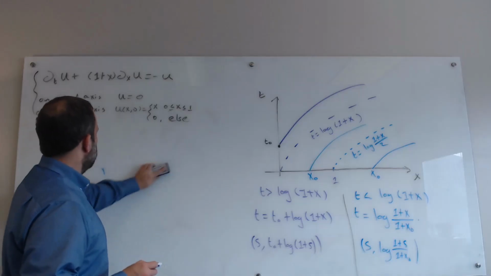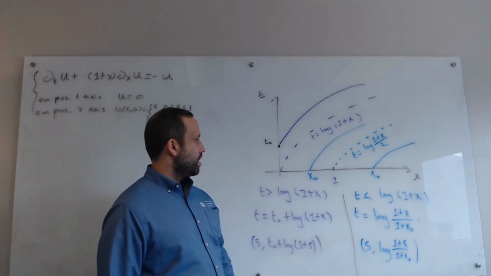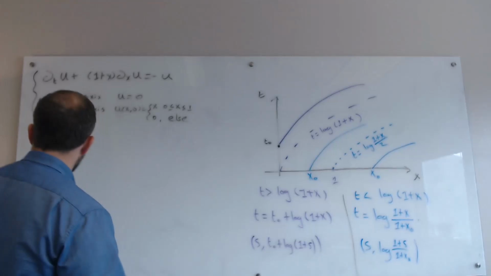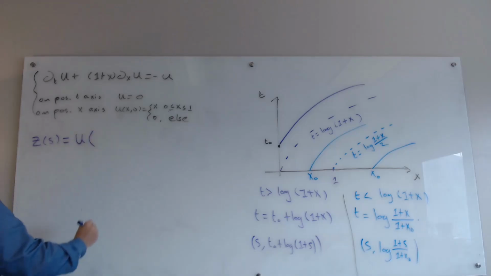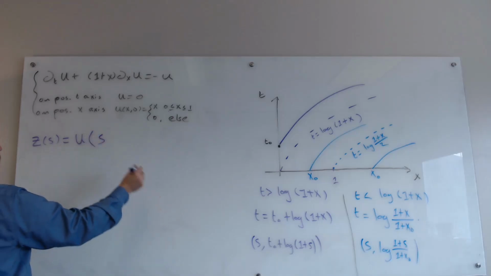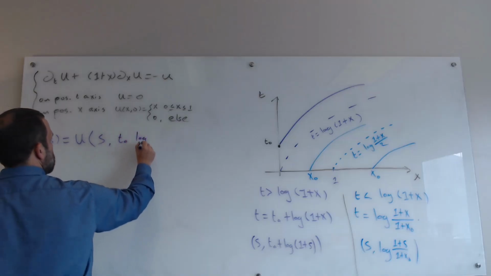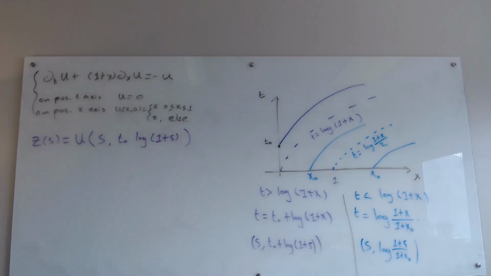So we've got parameterizations. For the purple parameterization, x is equal to s, t is equal to that. For the blue parameterization, x is equal to s, t is equal to that. z of s is still going to be equal to u along the parameterization. So let's look at the purple parameterization. It's going to be s, comma, t naught log of 1 plus s.